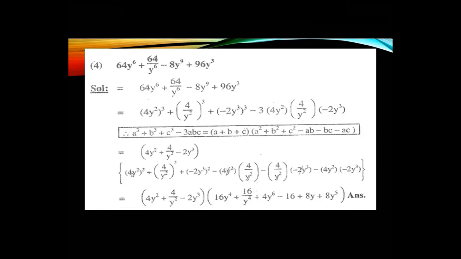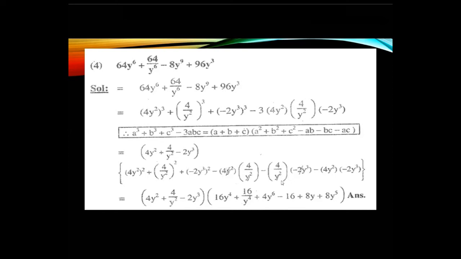Okay, and then what is the square of 4y square? 4 fours are 16y^4, and here 4 fours are 16 upon y^4, plus minus square will become plus, and 2 twos are 4y^6. Here multiply y square and divide y square will cancel each other, so it becomes only 4 fours are 16. In next, y square multiply, and here is minus minus plus, 4 twos are 8, and this is y^2 and this is y^3.